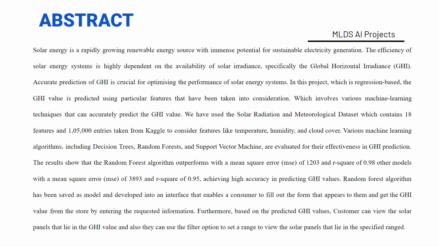From the results, the random forest algorithm outperforms, with a mean square error of 1203 and R square of 0.98, while the other models have a mean square error of 3893 and R square of 0.95. Comparing the results, the random forest algorithm has been saved as a model and deployed into a user interface.